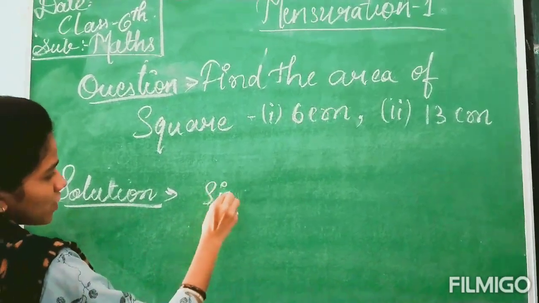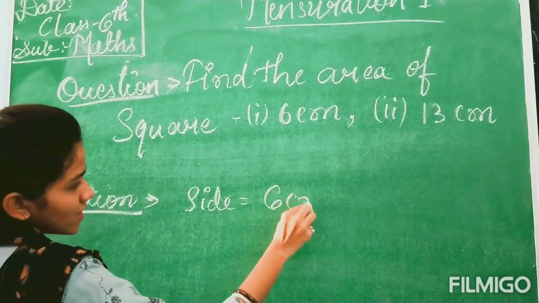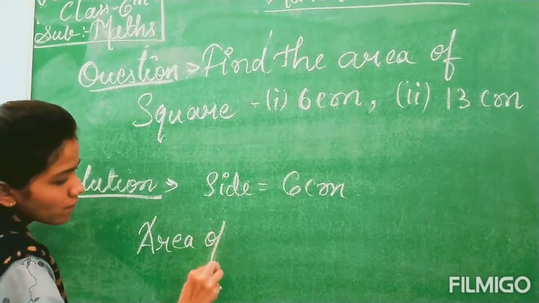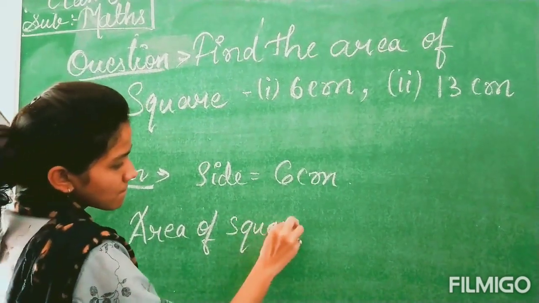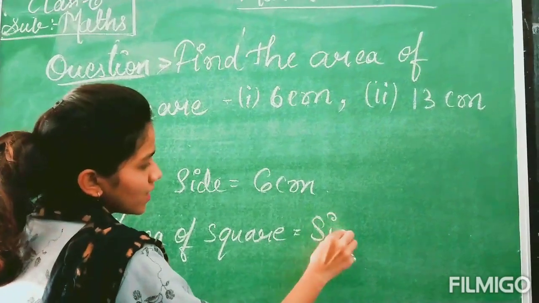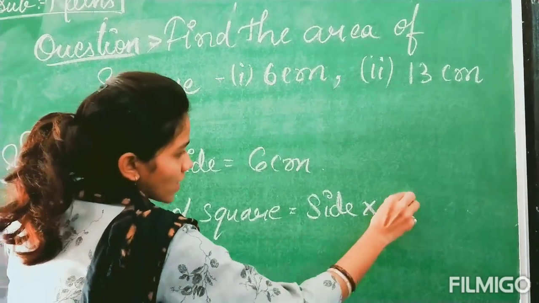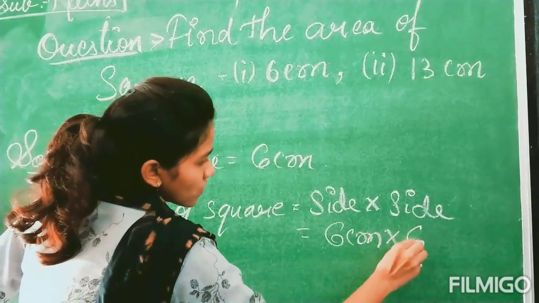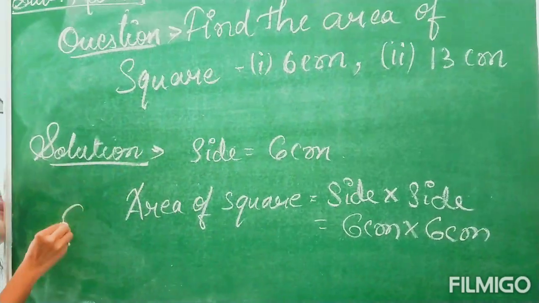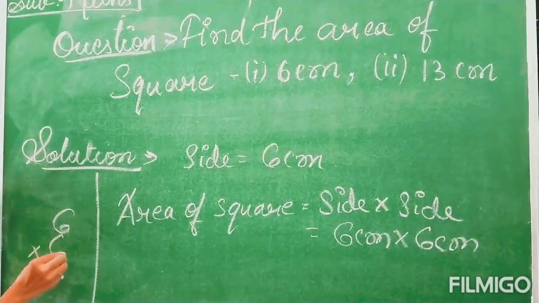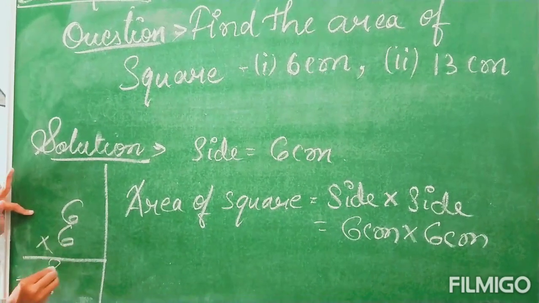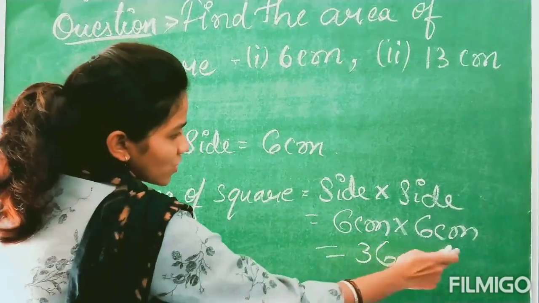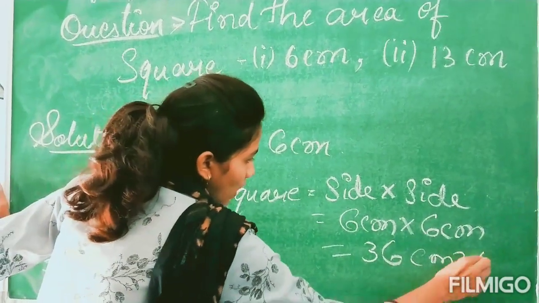What is the side given of the square? It is equal to 6 centimeter. Formula of square, area of square is equal to side into side, is equal to 6 centimeter into 6 centimeter. Then you multiply 6 centimeter into 6 centimeter on the rough side. 6 6s are 36. Put the answer 36 centimeter into centimeter, centimeter square.